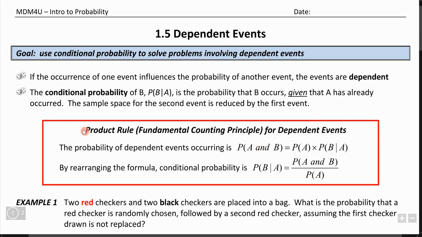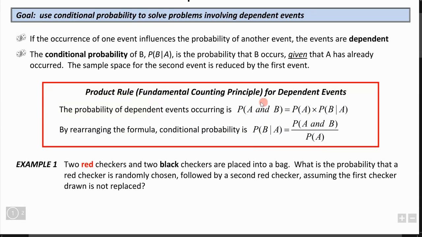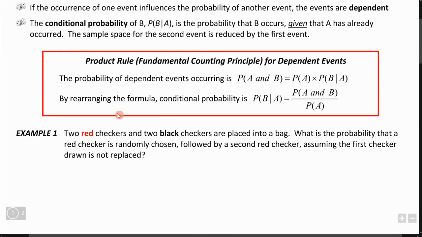Okay, so this is the product rule for dependent events, and it says that the probability of event A and B occurring is equal to the probability of A times the probability of B given that A has already occurred. Or if we rearrange the formula, we can say that the probability of B given A is equal to the probability of A and B divided by the probability of A. Okay, so we'll take this idea and this formula and try to apply it to some examples to show you what this means.